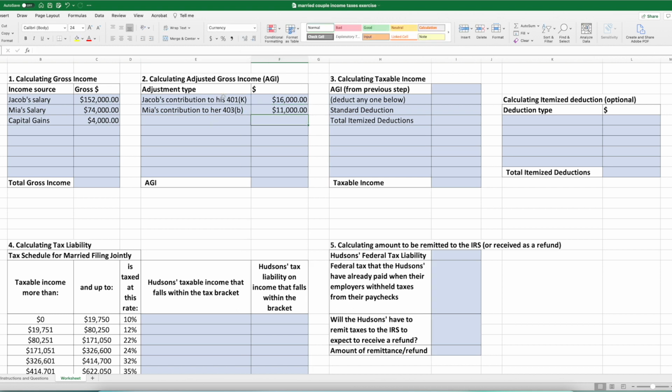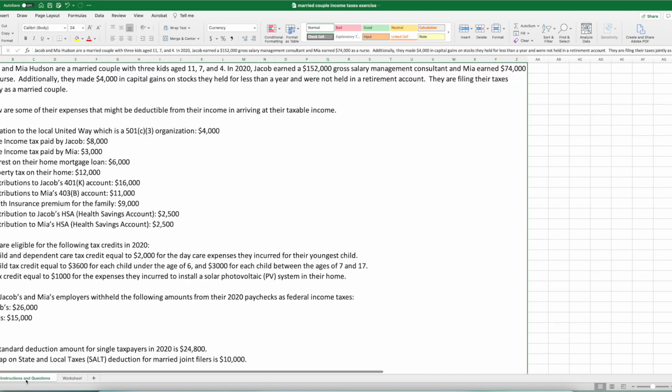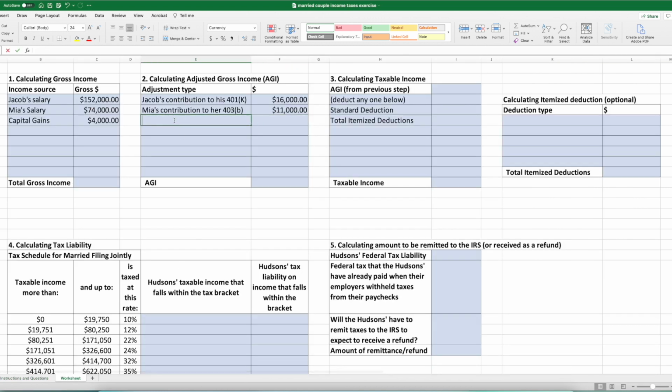Okay, what else can she deduct above the line? Her health insurance premium. So their health insurance premium that they pay for their family is deductible above the line.